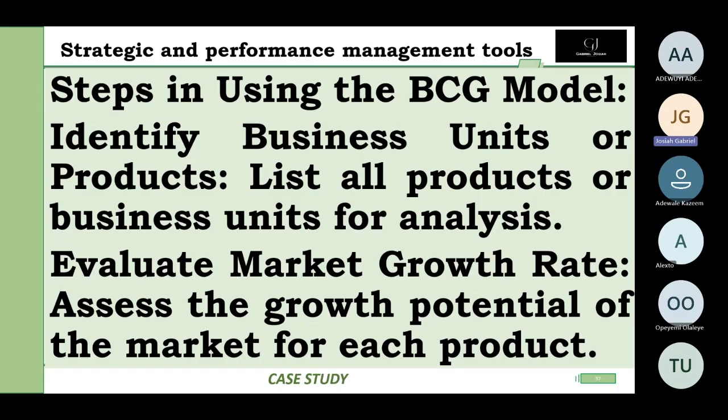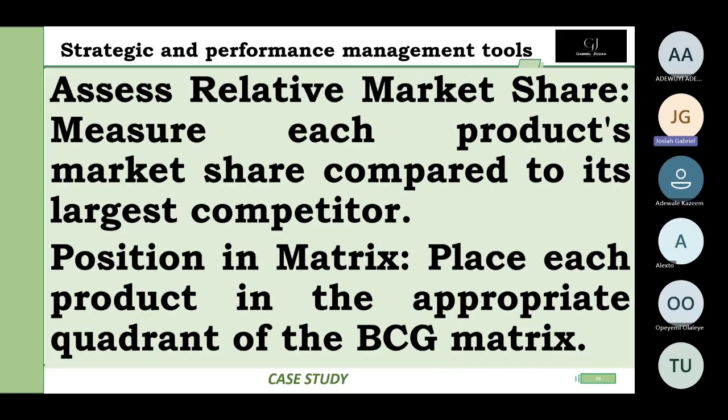So there are steps in using the BCG model. Identify business units or the products, then list all products or business units for analysis. So identification first, then you evaluate the market growth rate of those products to categorize them based on those components we spoke about. Assess the growth potential of the market for each of those products. Then you assess the relative market share. Those are the steps in using this model.